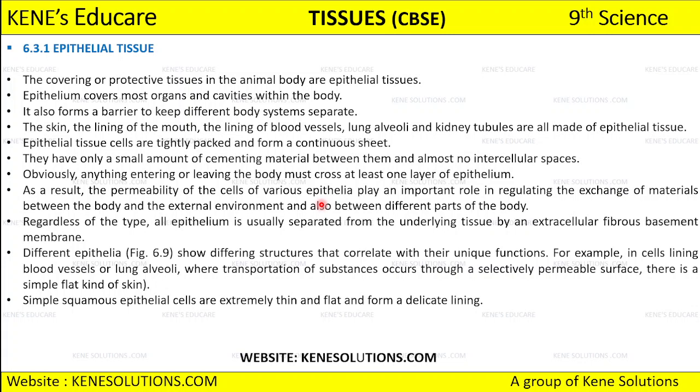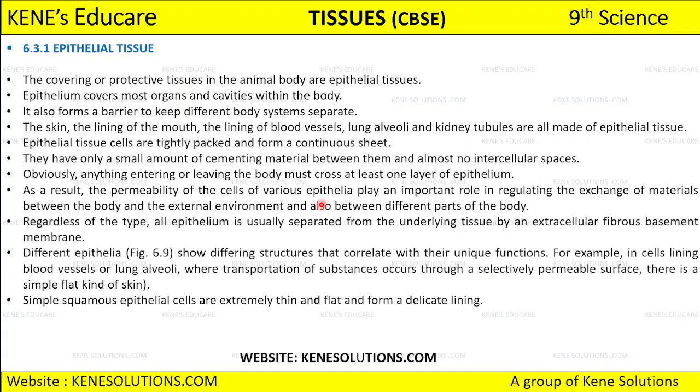ठीक है, so जो हमारे सेल की परमेबिलिटी है with respect to various kinds of epithelia, that plays a very important role. Now why is it playing a very important role and how? Because it is regulating whatever exchange of material is taking place between the body and the external environment. And also whatever exchange of material is taking place between the different parts of the body, it is regulating that as well.